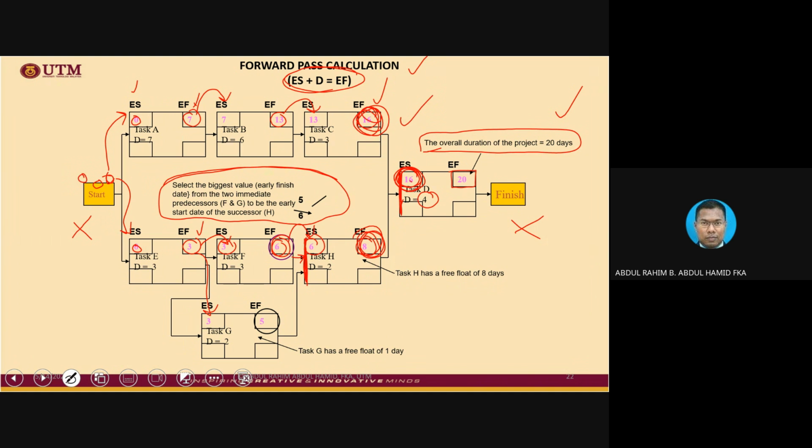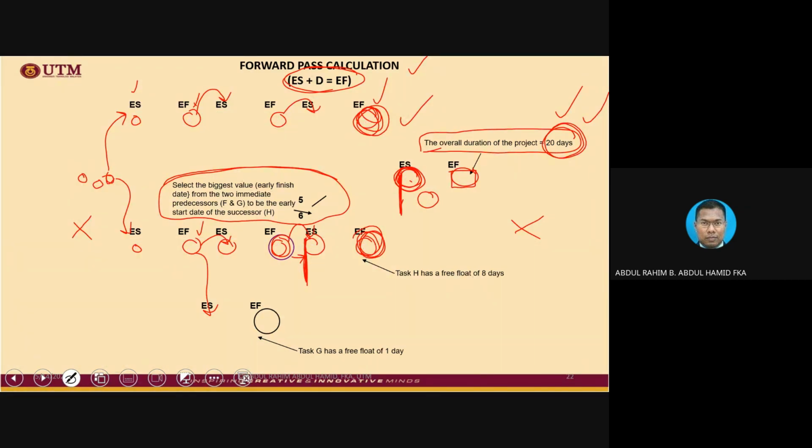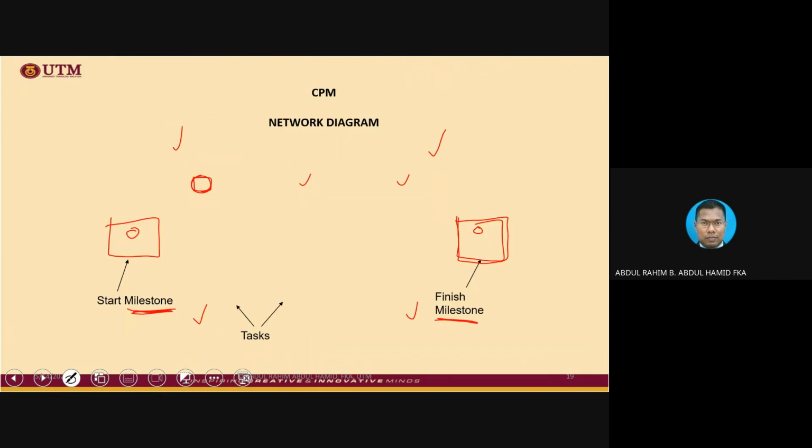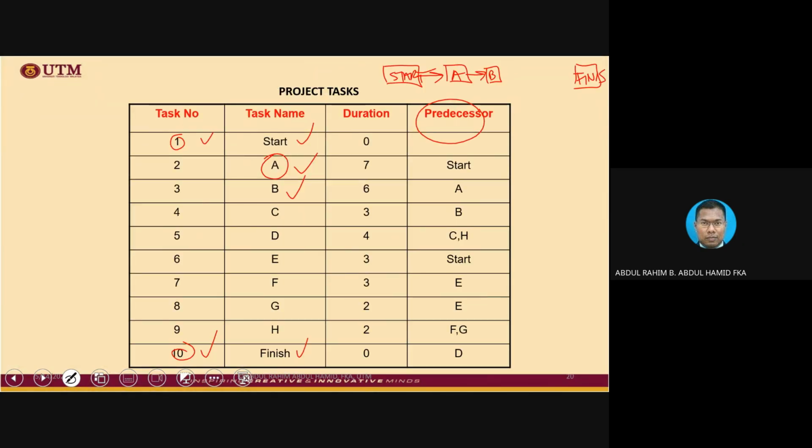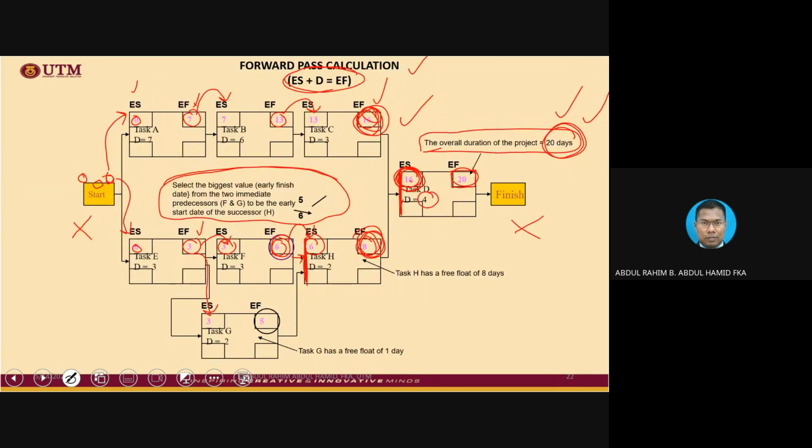Okay, 16 plus 4 equals 20. 20 is the answer, the overall project completion. So now we have completed the forward pass. Remember, forward pass basically answers early start, early finish, overall project duration, and even the free float. But we reserve the free float and total float toward the end, okay? As we do not want you to get confused.